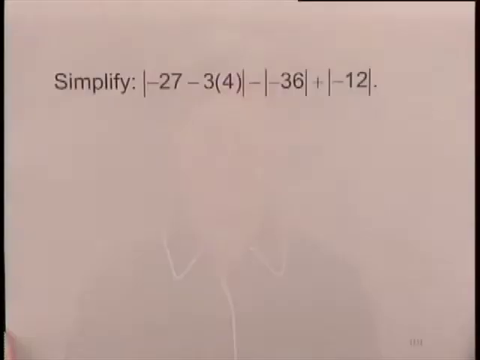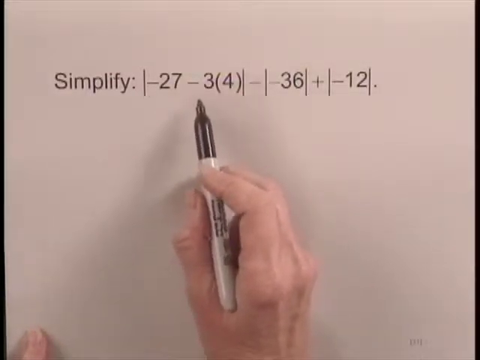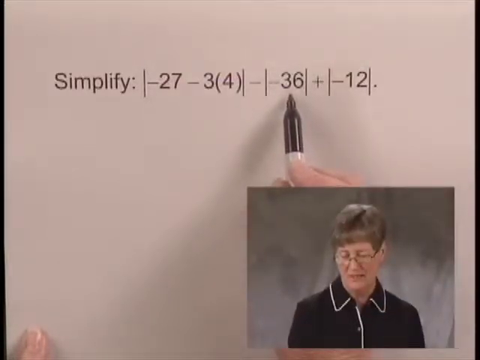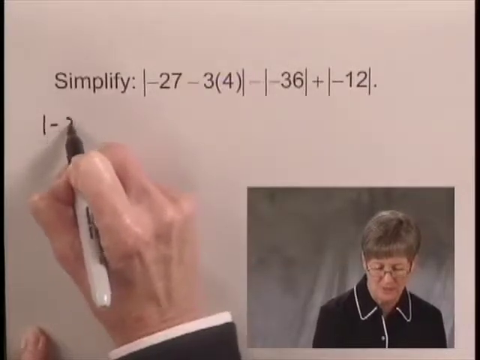In this exercise, we'll simplify an expression that contains absolute value. We will simplify the absolute value of negative 27 minus 3 times 4 minus the absolute value of negative 36 plus the absolute value of negative 12. So let's write the expression.